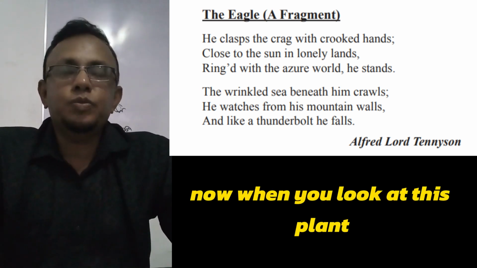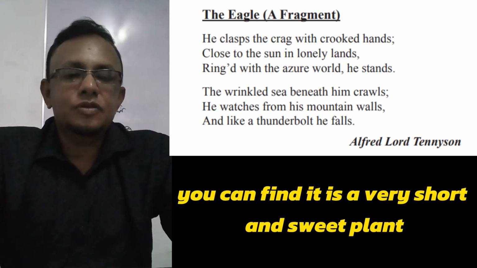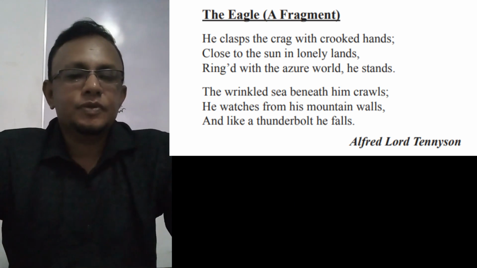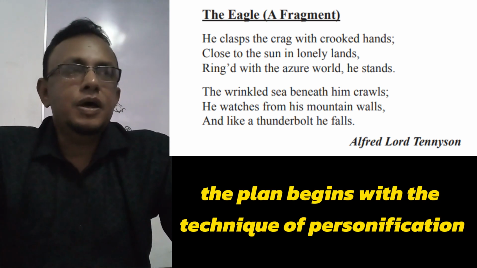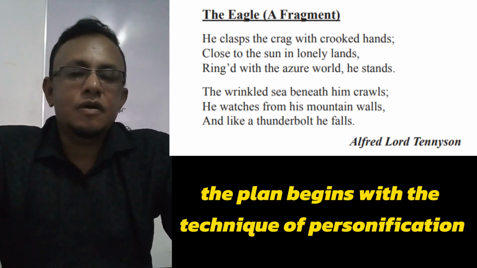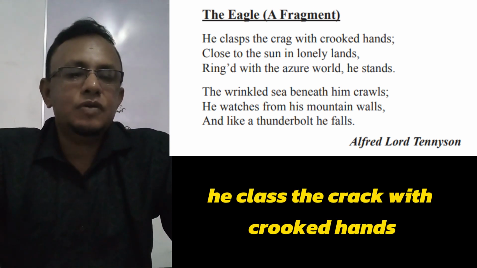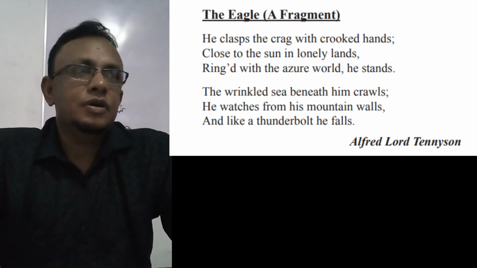Now when you look at this poem, you can find it is a very short and sweet poem. It has two tercets. The poem begins with the technique of personification. He clasped the crag with crooked hands.